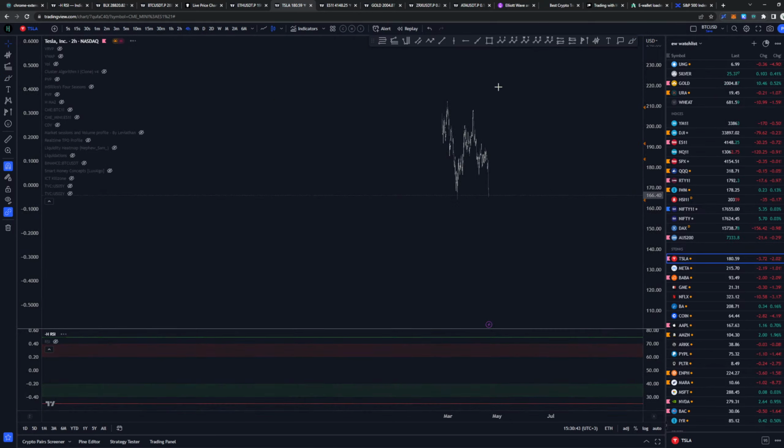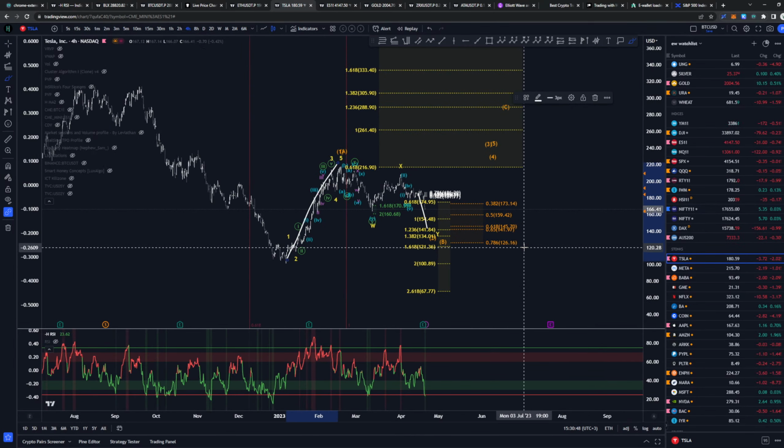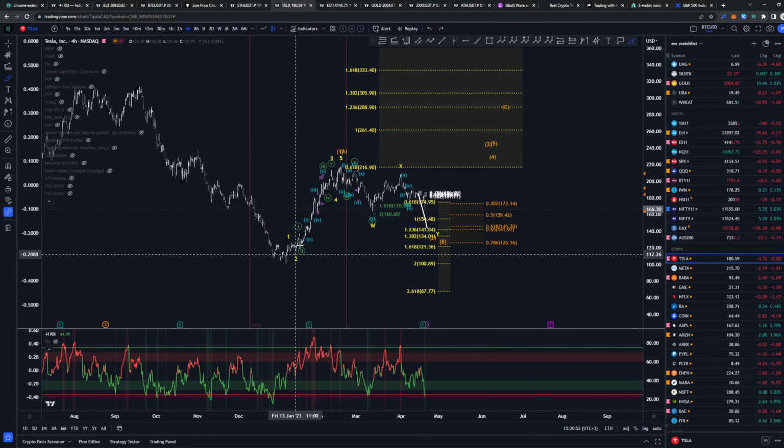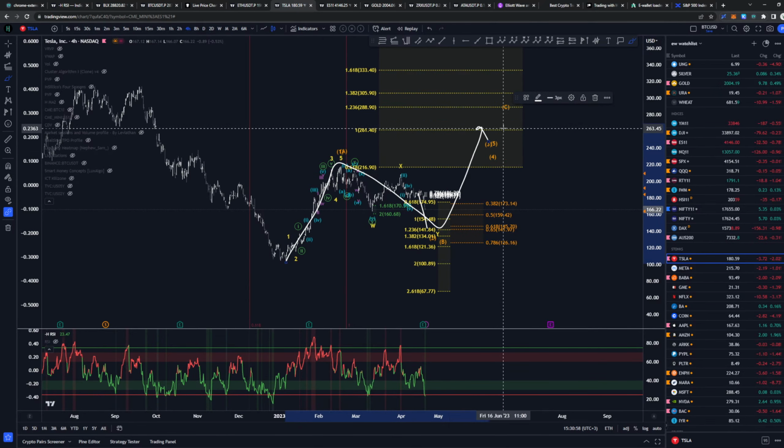On higher time frame, Tesla, in my opinion, looks very decent. I think this looks much more like an impulse wave than a triple correction. So that's why I do like the idea of this being a wave A at least. 1, 2, and then up.